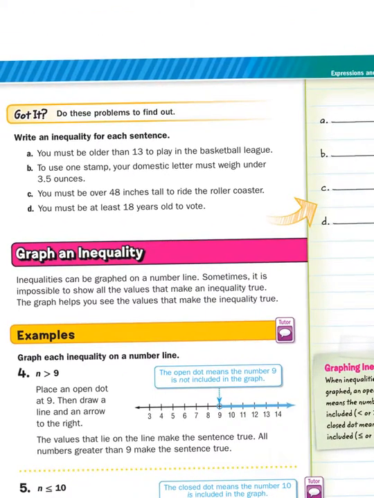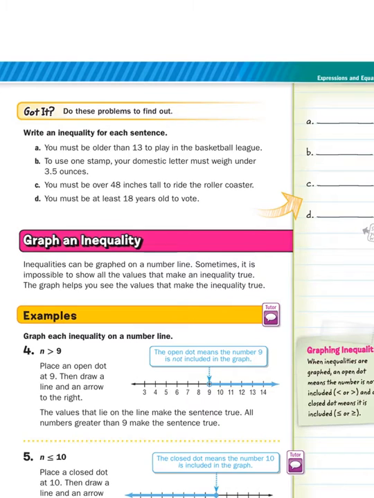It says you must be older than 13 to play in the basketball league. Now, I'm going to write those numbers, so I'm going to write 13, I'll write one less, and I'll write one more. Now, what I want you to do is circle the numbers or number that would be true for that sentence, you must be older than 13. And then write your inequality on the A line.